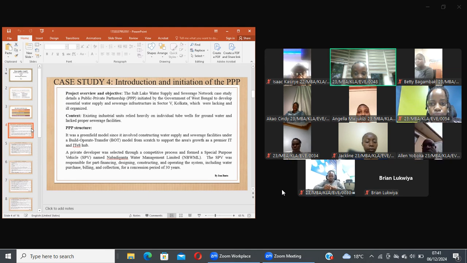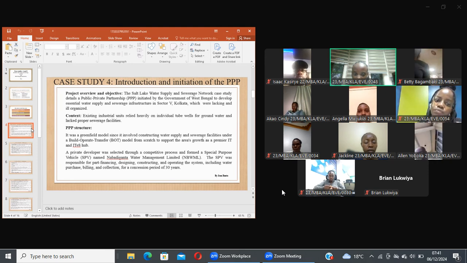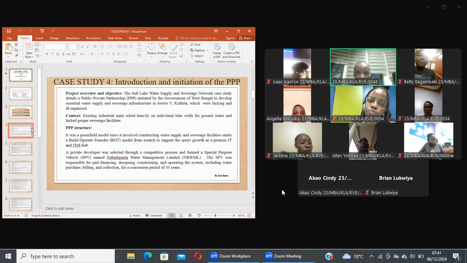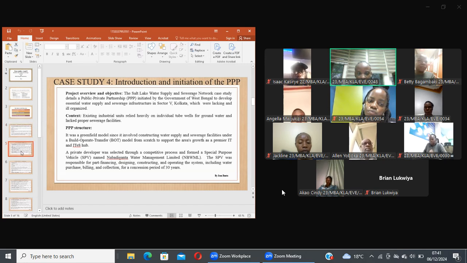A private developer was selected through a competitive process and formed a special purpose vehicle named Navandiganta Water Management Limited. The special purpose vehicle was responsible for part financing, designing, constructing, and operating the system, including water purchase, billing, and collection for a concession period of 30 years. The private investors were also granted permission to charge a tariff, and my colleague Angela will take it from there with the PPP cycle that was followed.